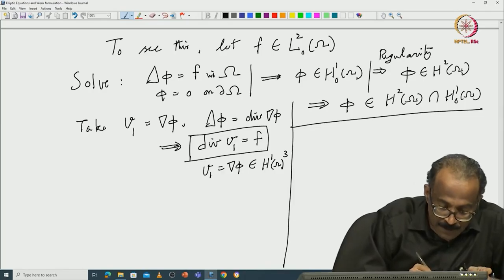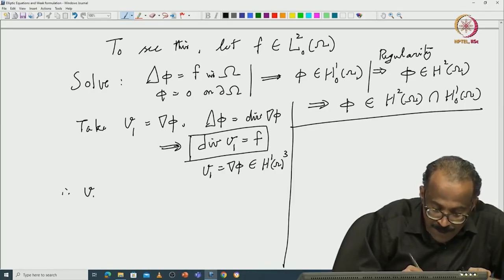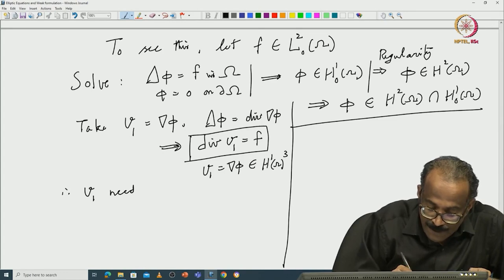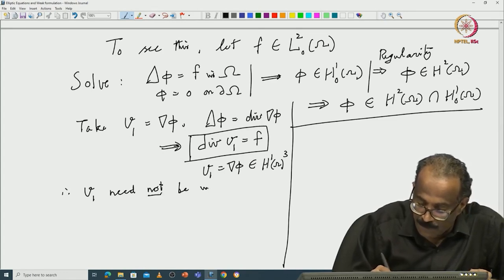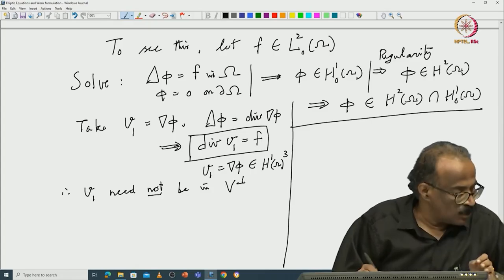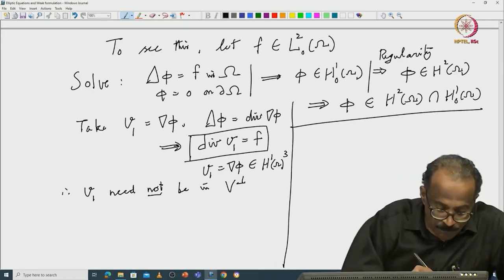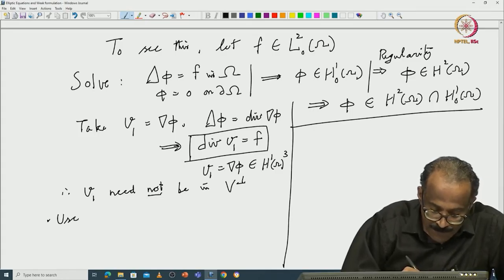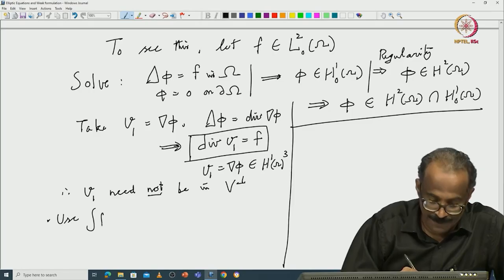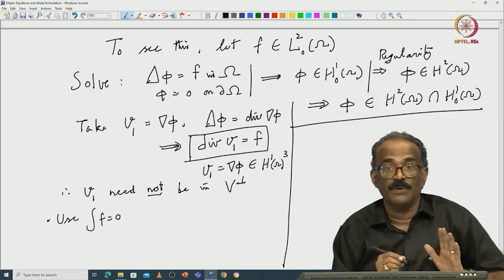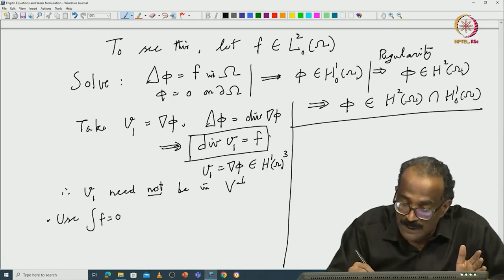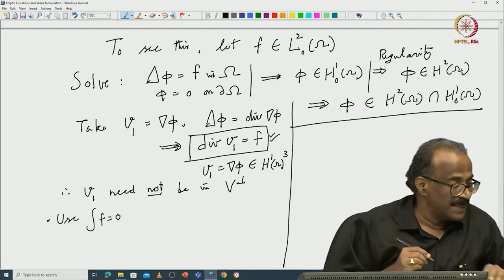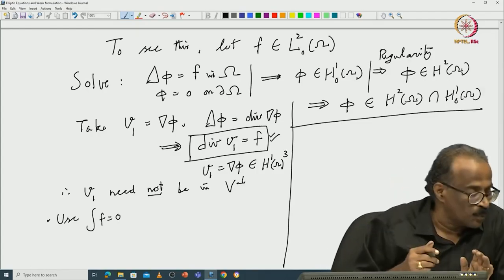So therefore V1 need not be in V perp. So what do you do here? Now we use this condition, the integral of f equal to 0, that you have assumed. So far we have not assumed it. What we have done is, starting with f in L2, you have this equation, that's all. But it doesn't give you that V1 is in V perp; you have to prove that.